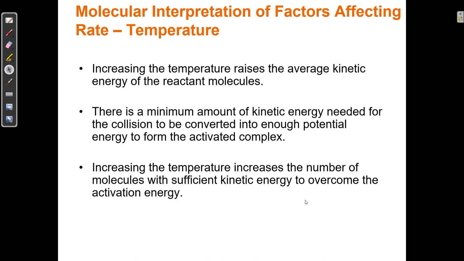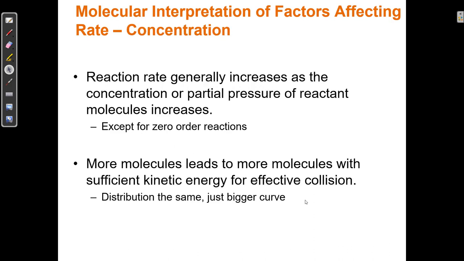So if we increase the temperature, we increase the rate because the particles go faster. And if they go faster, they'll bump into each other with more energy. And if they do that, then bonds between particles can be broken. And when bonds are broken, then new bonds can form and products can form. So increasing the temperature increases the rate. Increasing the concentration increases the rate because there are more particles in which to collide, leading to more effective collisions. And when I have more successful collisions, then the reaction rate increases.